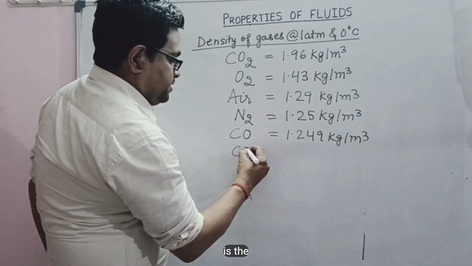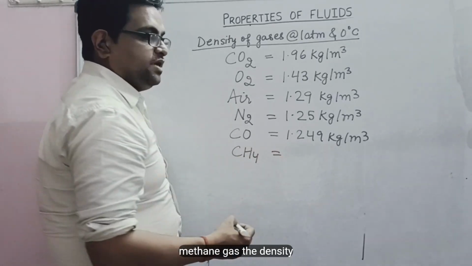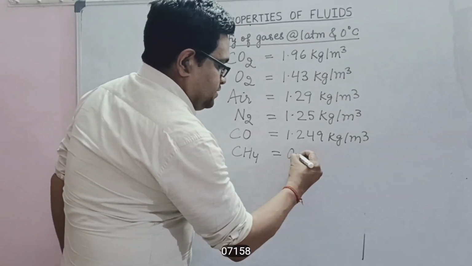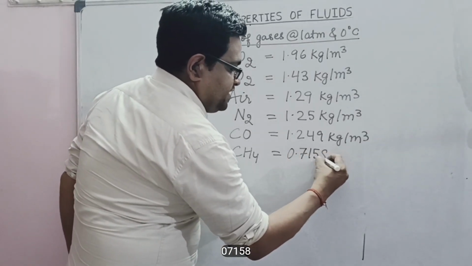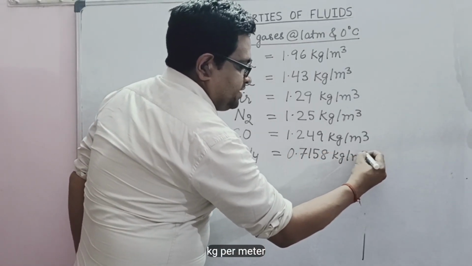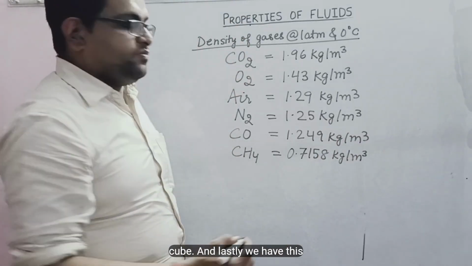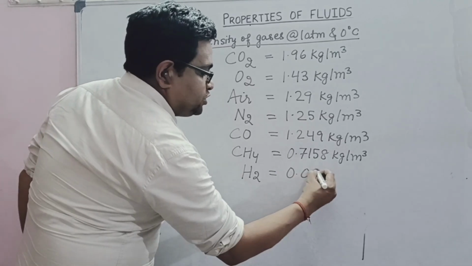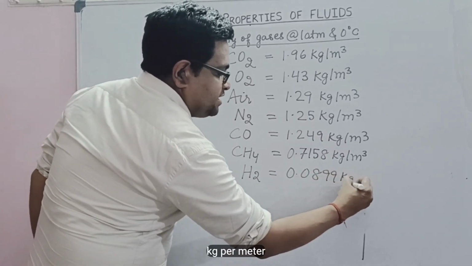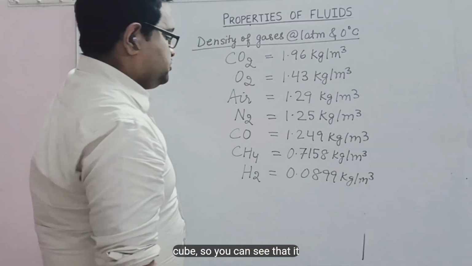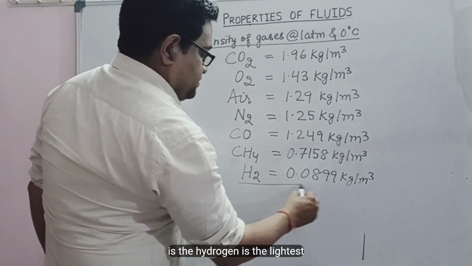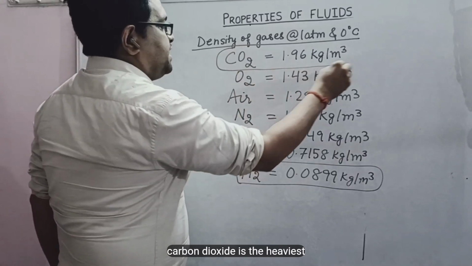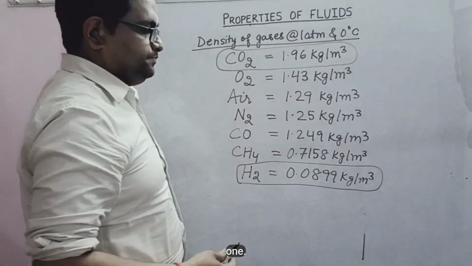Next is methane gas. The density for methane gas is 0.7158 kg per meter cube. And lastly, we have hydrogen, the lightest one, and it is equal to 0.0899 kg per meter cube. So you can see that hydrogen is the lightest one in this group, and carbon dioxide is the heaviest one.